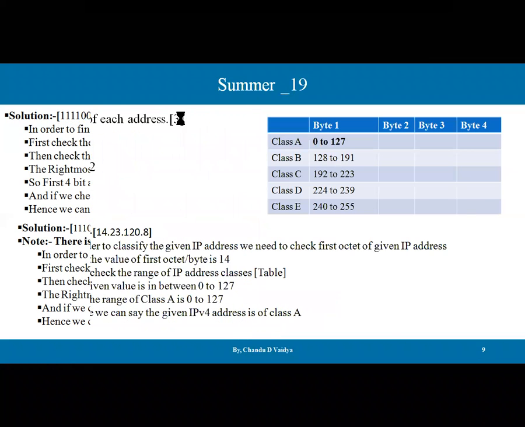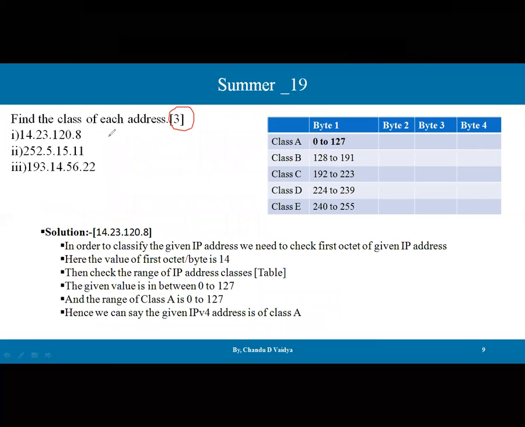Then another question is available in summer 19 for 3 marks, and it asks us to classify each of the 3 given addresses. So we have to follow the same process, that is, we have to refer to the table. Check the first address, 14.23.120.8. In order to classify this IP address, we need to check its first octet. The value of the first octet is 14. So check the range in the table. Where does 14 lie? It lies between 0 to 127. It means it belongs to the class A.